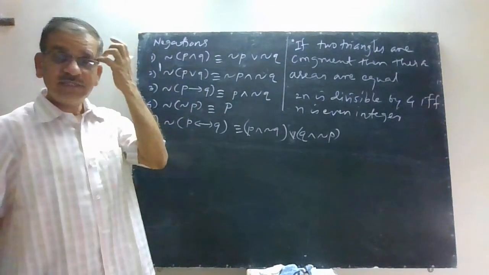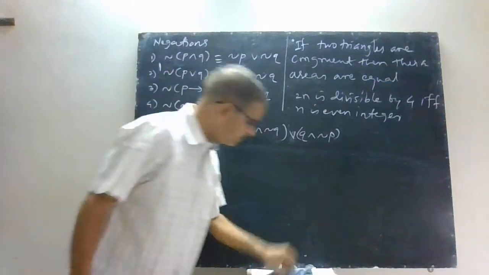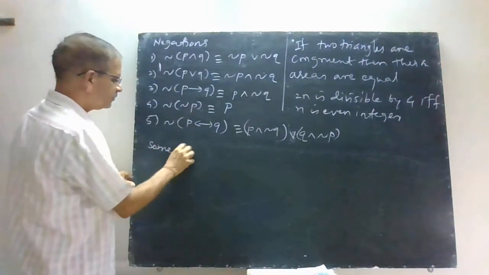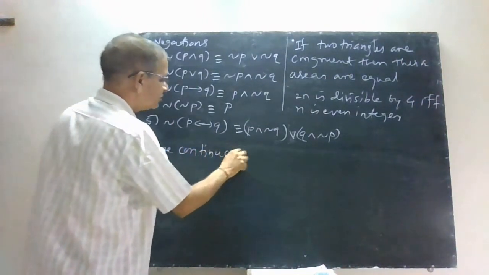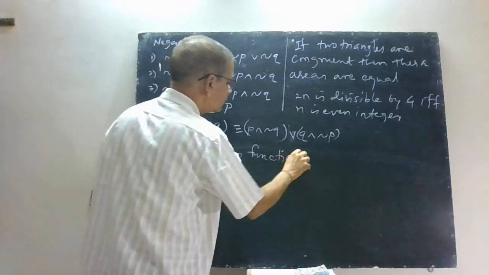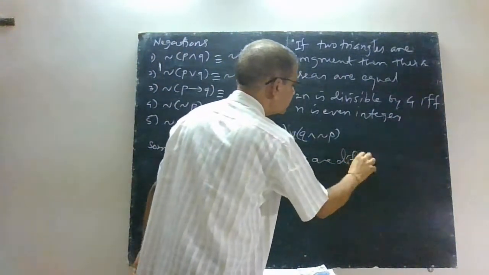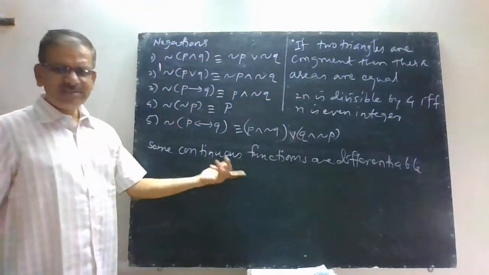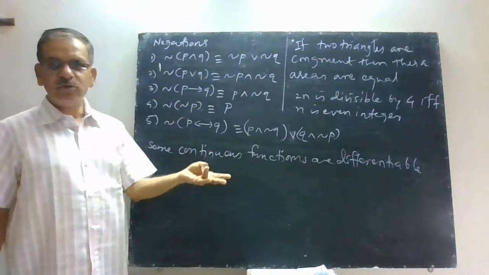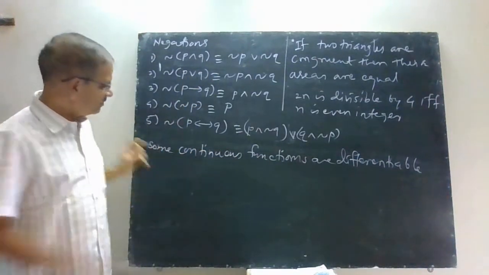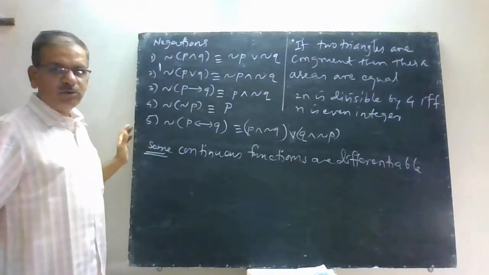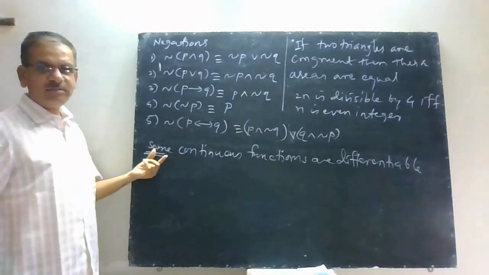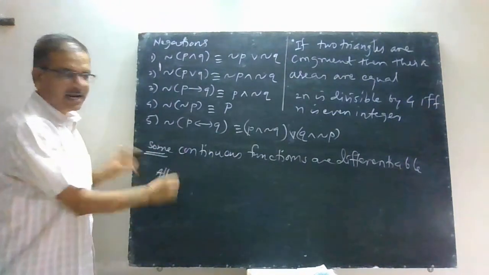Now sometimes a simple statement is given to you. For example, some continuous functions are differentiable. Now if you observe this statement, it is a single statement. There is no "and", there is no "or", "if then", "if and only if". A simple statement, but it starts with "some". You have to write its negation. Only you have to remember one thing. If it starts with "some", you start with "all" and write down the statement.